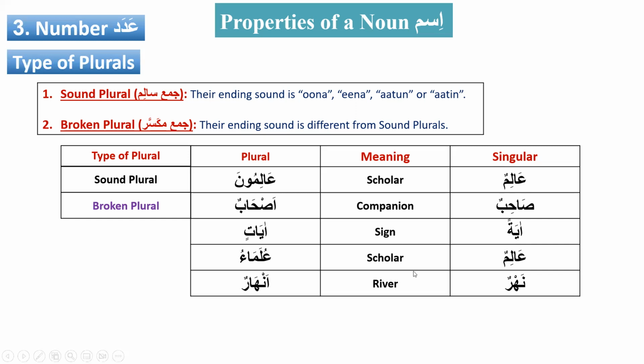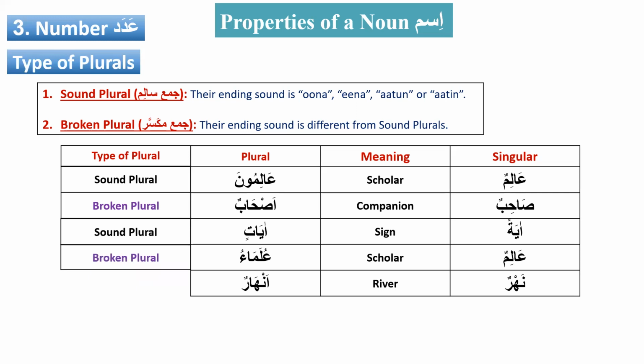Ali Ahmad. Assalamu alaikum. Wa alaikum assalam. Ali, your word is ulama'u. It means scholars. This is a broken plural because it doesn't have any una, ina, atun, atin sound at the end. Very good job, Ali. Excellent. This is a broken plural.